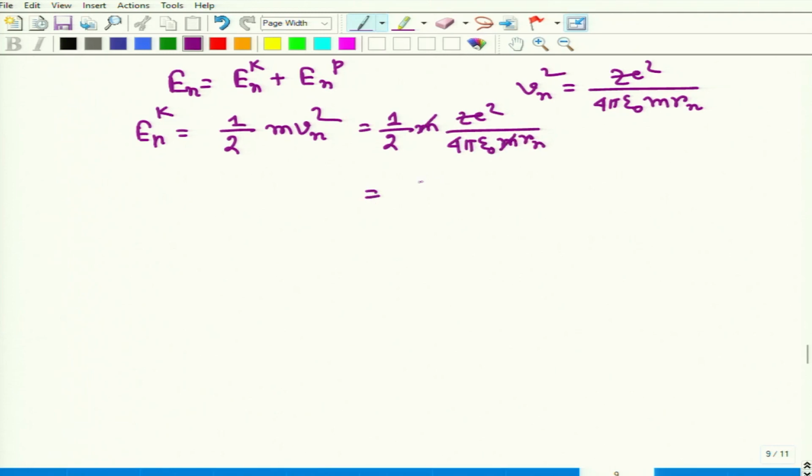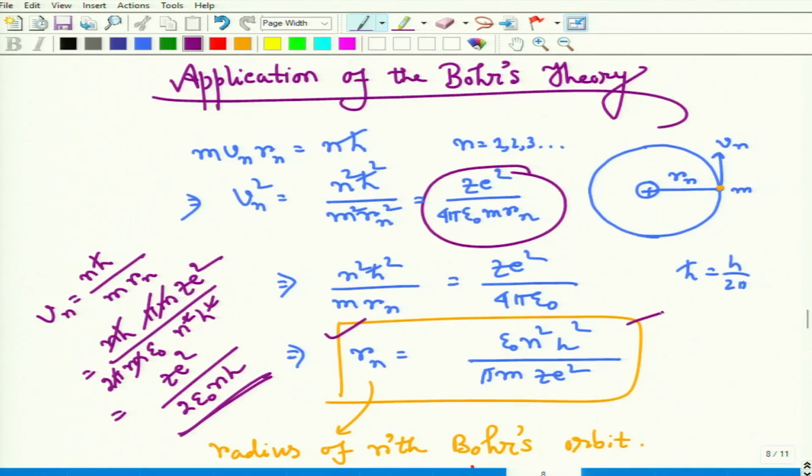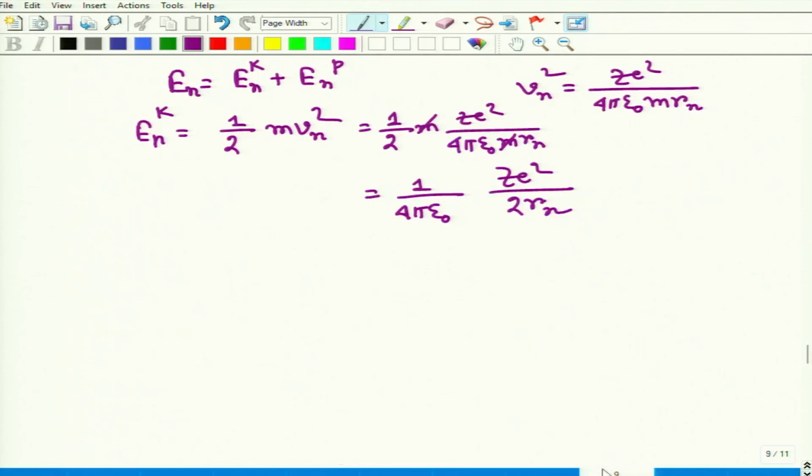So it will be 1 by 4π ε₀ Z e² by 2Rn, correct? So this is the kinetic energy. Here we have not put the value of Rn. If we put this value, then eventually we obtain the previous result. That was not wrong essentially. But we have to consider the potential energy also.